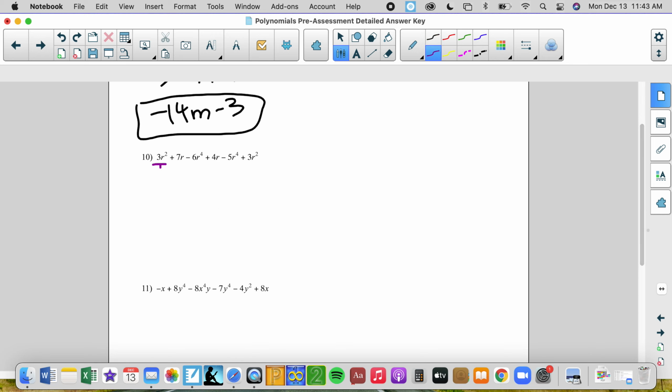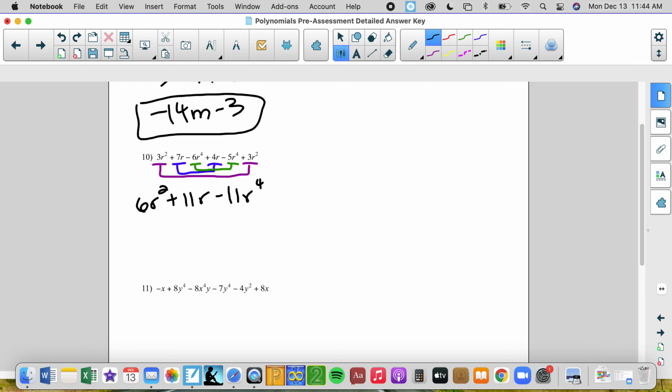3r squared, 3r squared, 7r, 4r, negative 6r to the fourth, negative 5r to the fourth. 3r squared is 6r squared. 7r, 4r makes 11r. Negative 6r to the fourth makes negative 11r to the fourth.